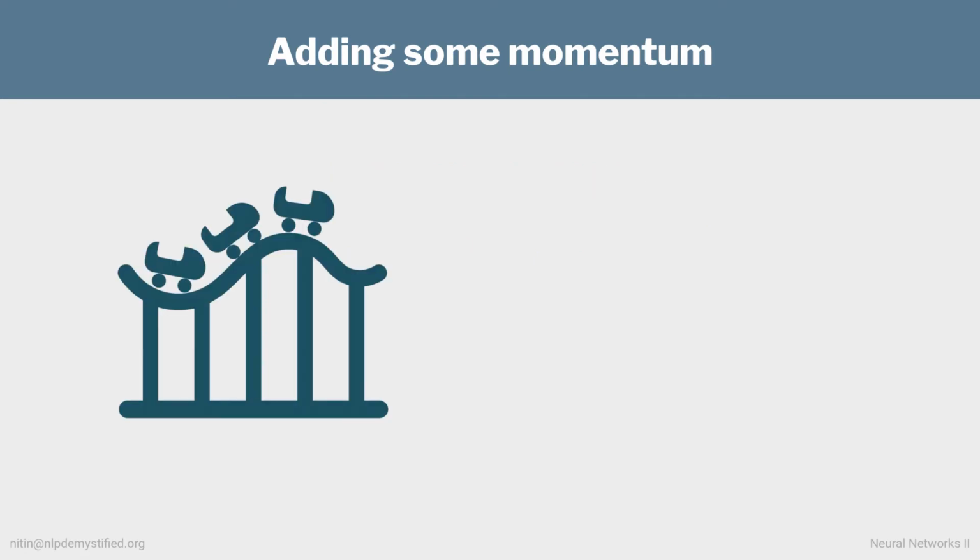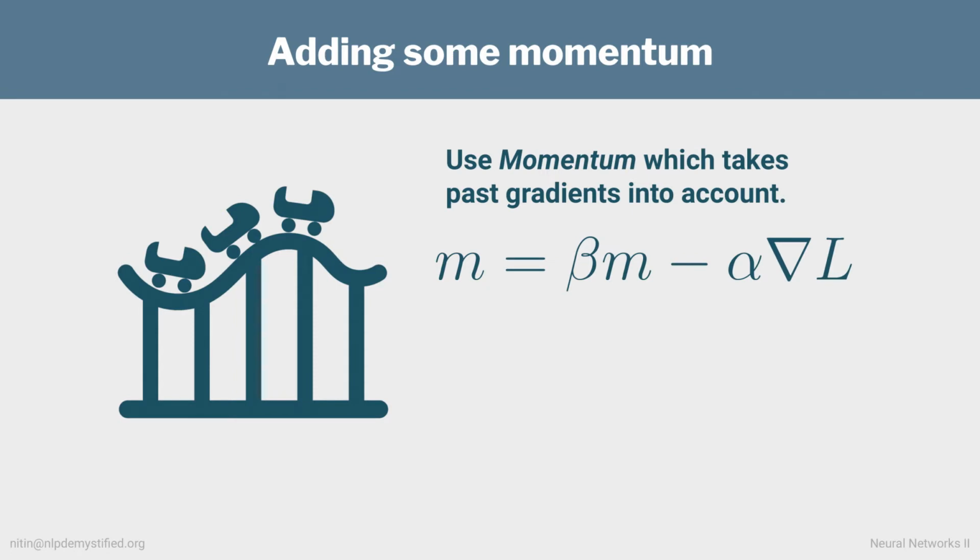Now, think about a roller coaster making its very first drop. As it rolls down, it gains velocity and momentum, and this momentum helps the roller coaster get past the next hill, a flat section, or through a loop. This concept of momentum can be added to gradient descent by having the formula take past gradients into account. Here we're introducing a moment factor m, which includes a friction coefficient beta set between 0 and 1 inclusive, but typically set to 0.9, with the initial momentum factor set to 0.